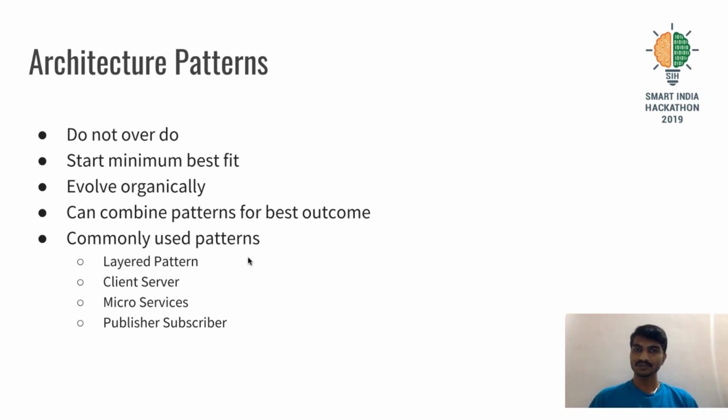What are the things we need to consider when choosing our architecture pattern? The first thing: do not overdo. People tend to choose the most advanced or most modern architecture pattern, and then they get into the problem of a complex system, which will increase your development time and make it very cumbersome for us to grow the system.